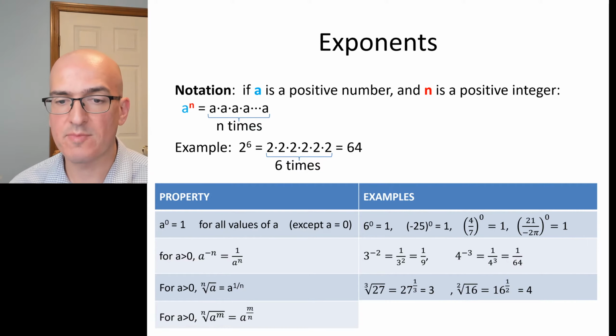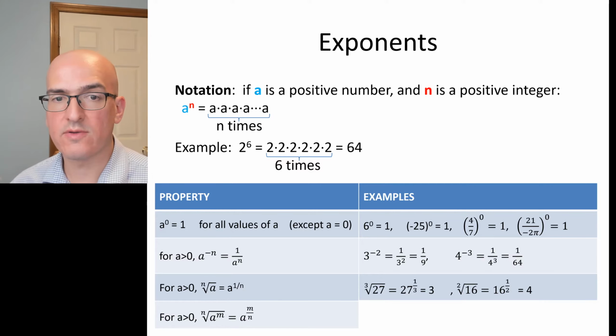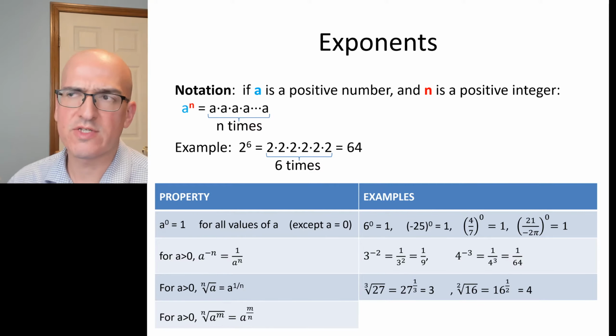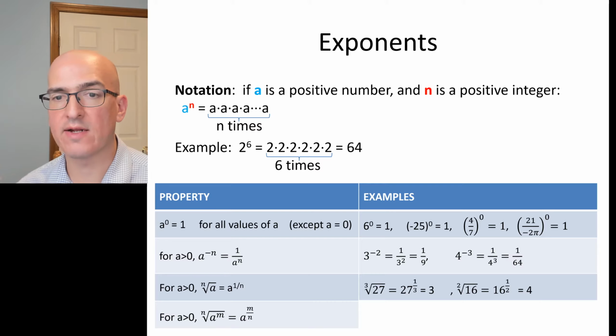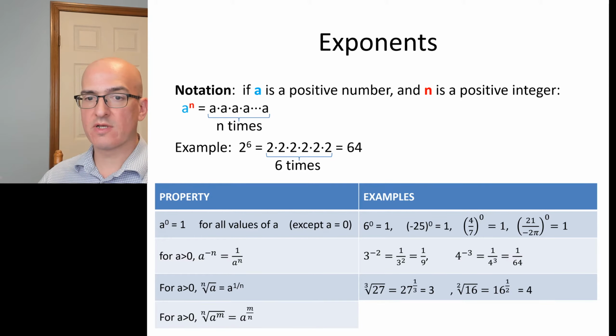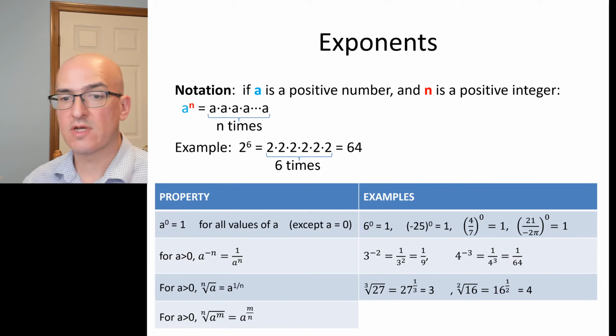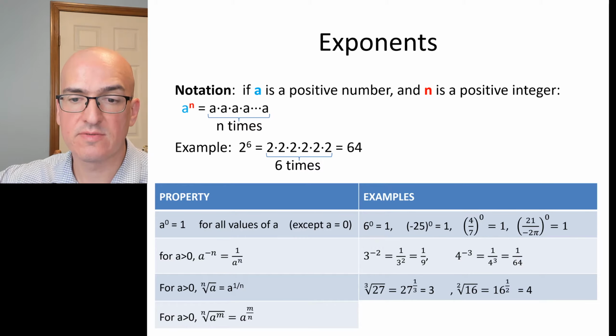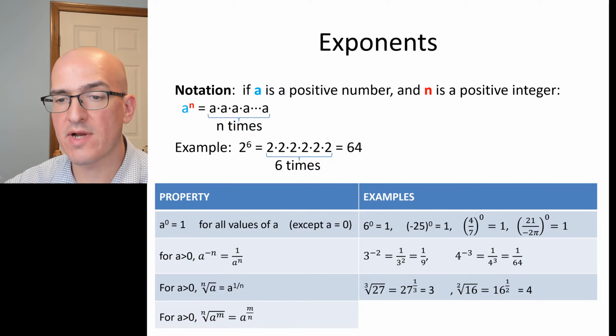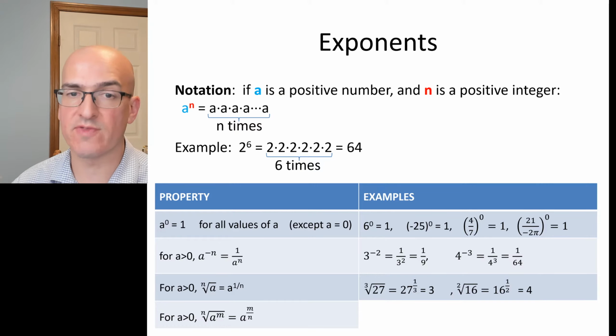And then the last type of power that you can have is, well, I shouldn't say it's the last type, but another type of power that you can have is a fractional power where the numerator is not 1. In this case, the numerator is indicated by the letter m. So we have a to the power of m over n. This has to be interpreted in 2 ways. First, the m is telling you to multiply that base by itself that many times. And then the n in the denominator is telling you to take the nth root of that result.